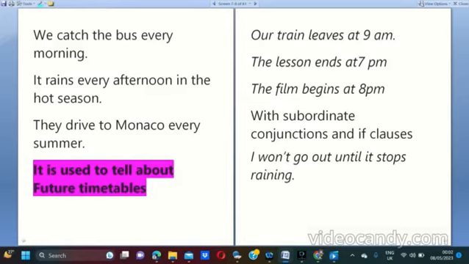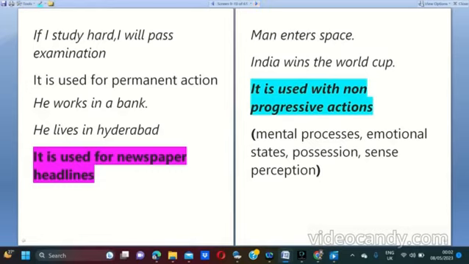I won't go out until it stops raining. Now it is raining. Until it stops, I won't go out. So it is a condition. If I study hard, I will pass the examination. Here, mainly, simple present is used to talk about the condition. The result is being spoken by future tense.